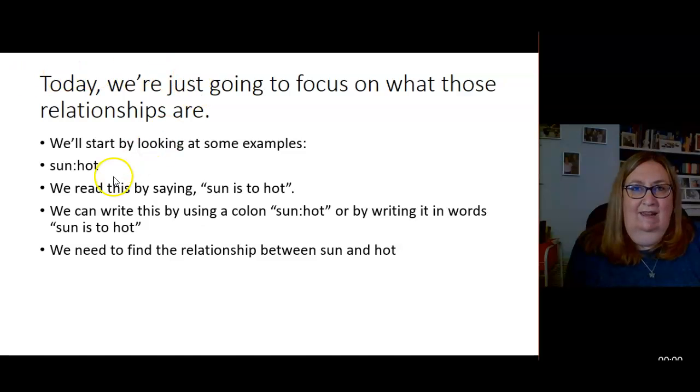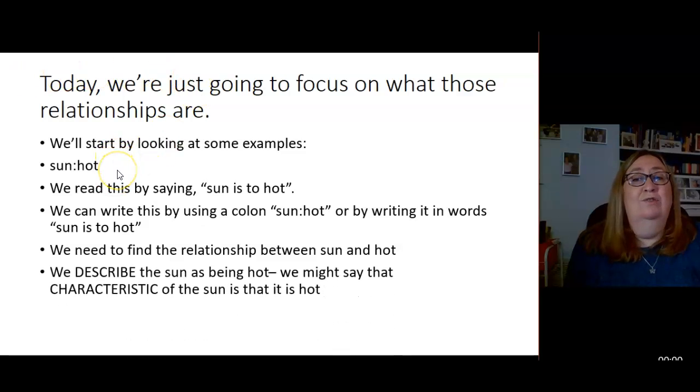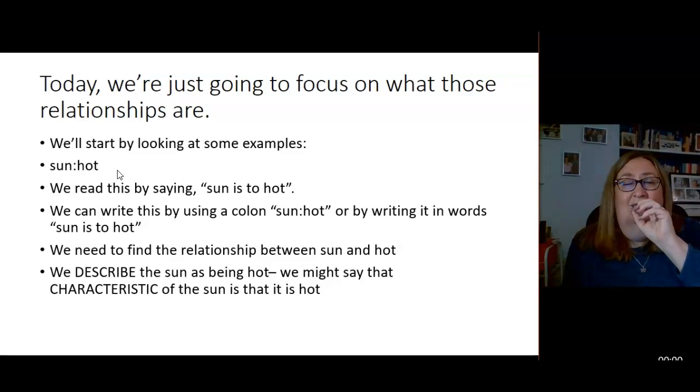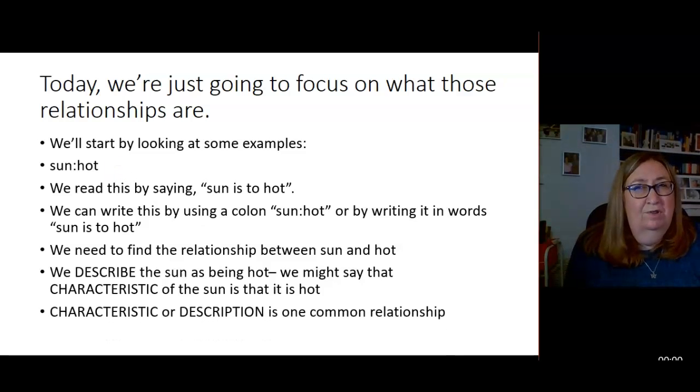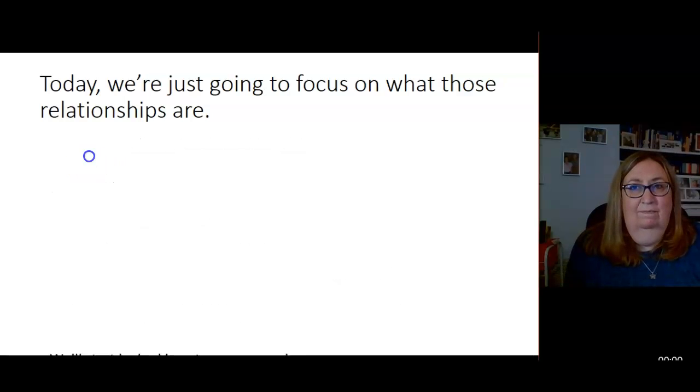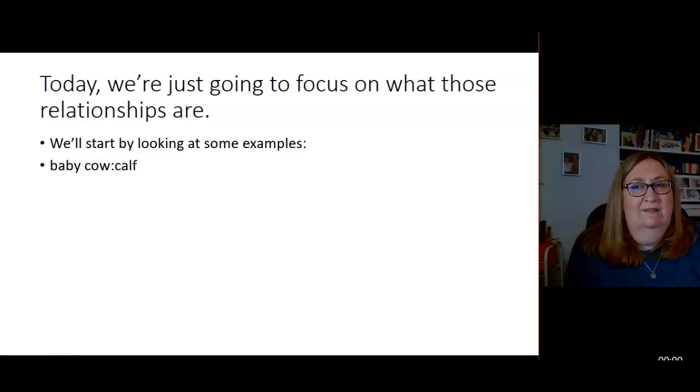How about if we say we can describe the sun as being hot? So sun is to hot. We can describe the sun as being hot. Or I could say a characteristic of the sun is that it is hot. So characteristic or a description is another common relationship we're going to see in analogies. Let's look at another example.